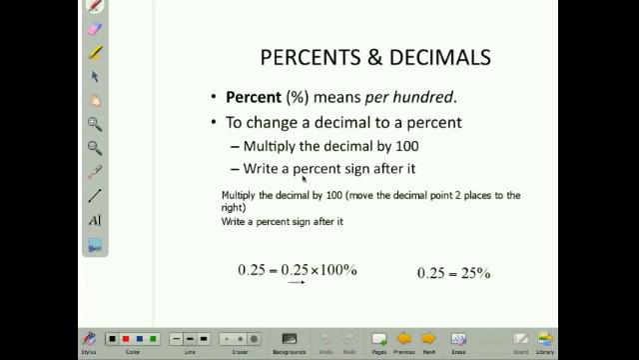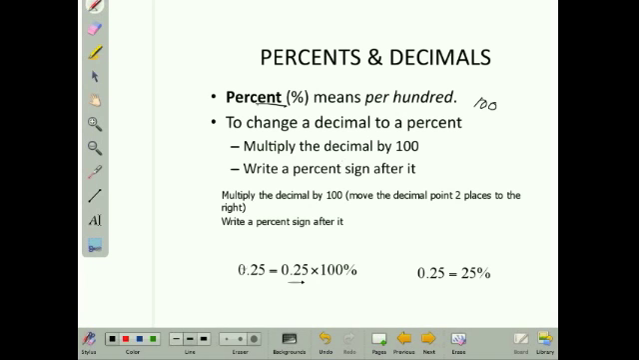All right, percent means per 100. It's actually short for, well, we know that per means divide, and we know that cent is short for century. Century refers to 100. 100 years, 100 cents is a dollar. We see lots of examples of where cents are equal to 100. So to change a decimal to a percent, you simply need to multiply the decimal by 100.